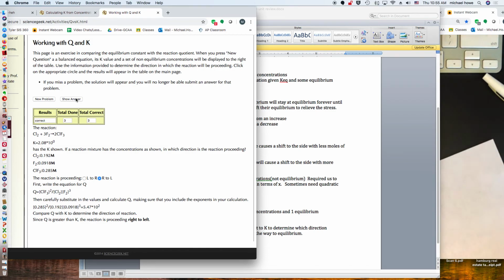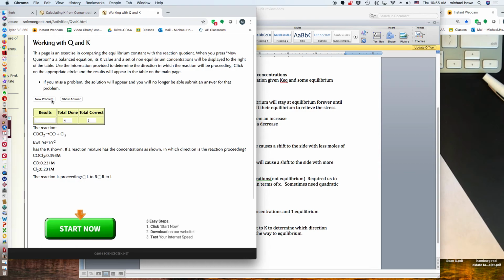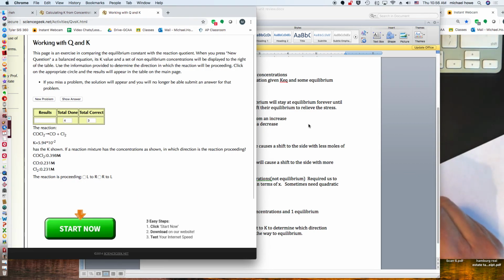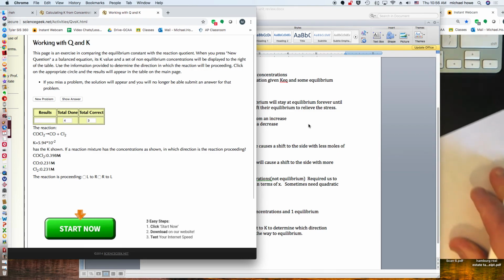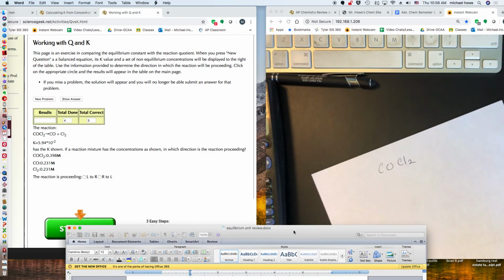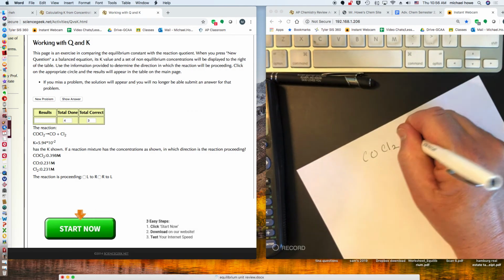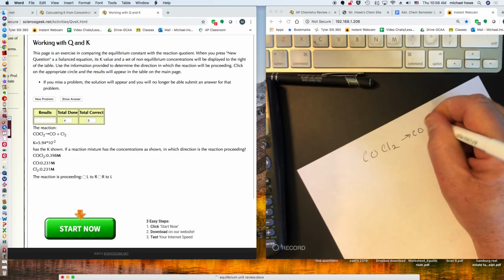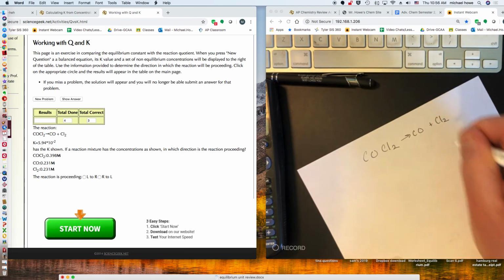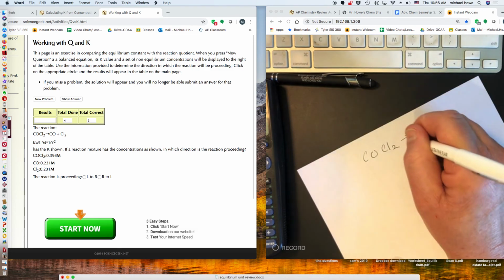Okay, so let's get started with the question. We'll make a new problem here. Okay, so we have this equation: COCl2 turns into CO and Cl2. All right, this is an equilibrium thing.